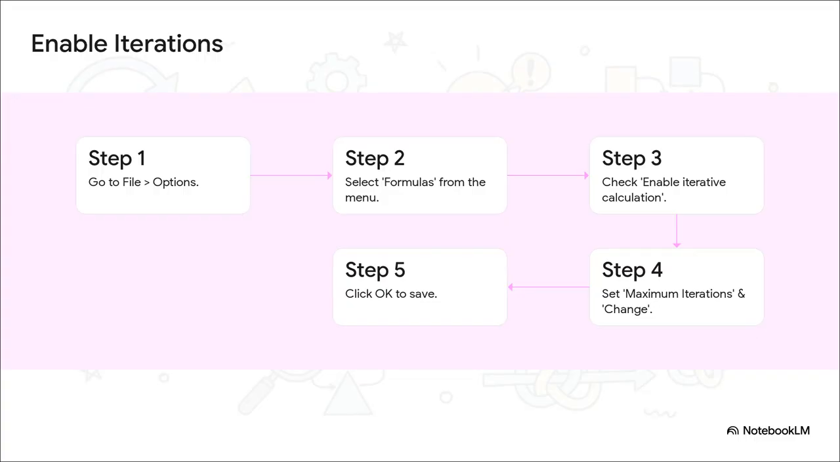And turning it on is a piece of cake. You just go to File, then Options, and click on the Formulas section. You'll see a little checkbox right there that says Enable Iterative Calculation. Just tick that box, and then you can tell it exactly how many times you want it to loop. You are in complete control of the whole process.